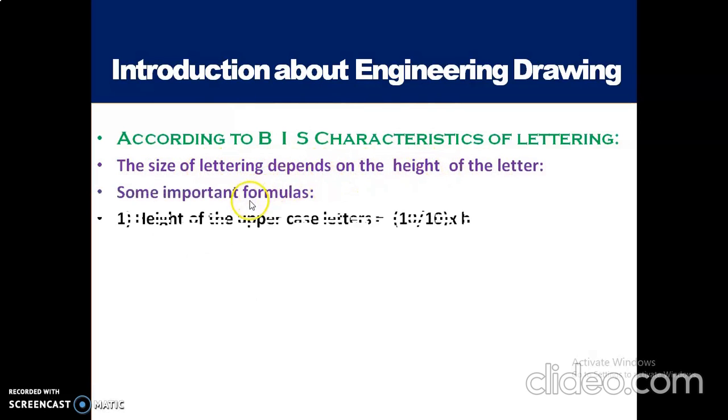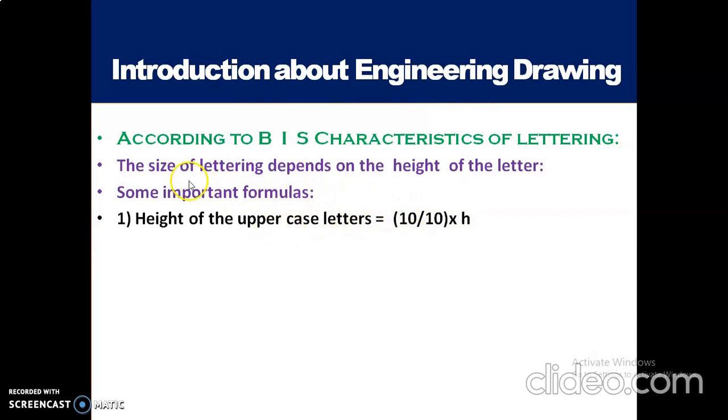Some important formulas: the height of the uppercase letters, the capital letters. That formula is 10 by 10 into H. For example, if we take height 2 mm, the height of the uppercase letter should be 10 by 10 into 2. Or if we take H value 10, the 10 gets cancelled, so the remaining 10 is the height of the uppercase letter.